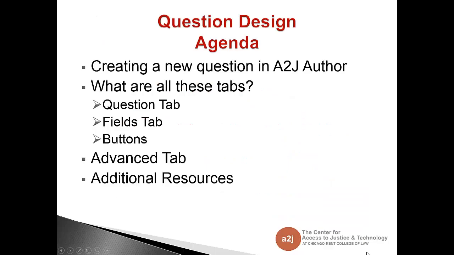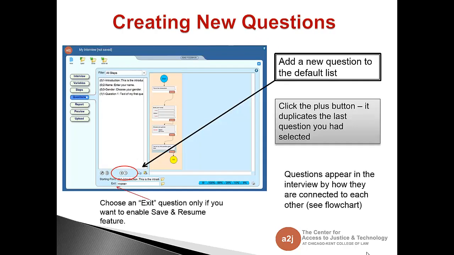On our agenda today, we have creating a new question in A2J Author, a discussion of the Question tab, Fields tab, Buttons tab, and the Advanced tab, and then a look at additional resources. First, let's talk about how to create a new question in A2J Author.